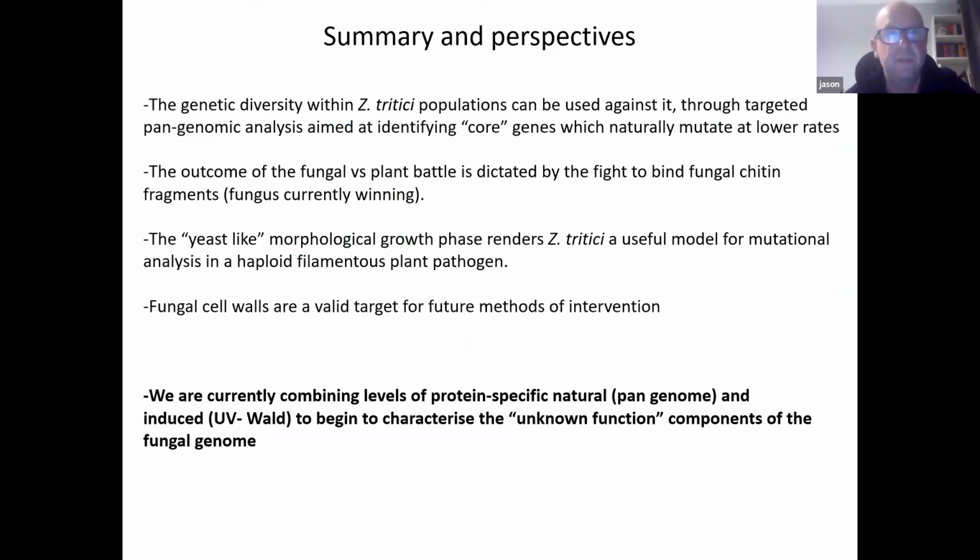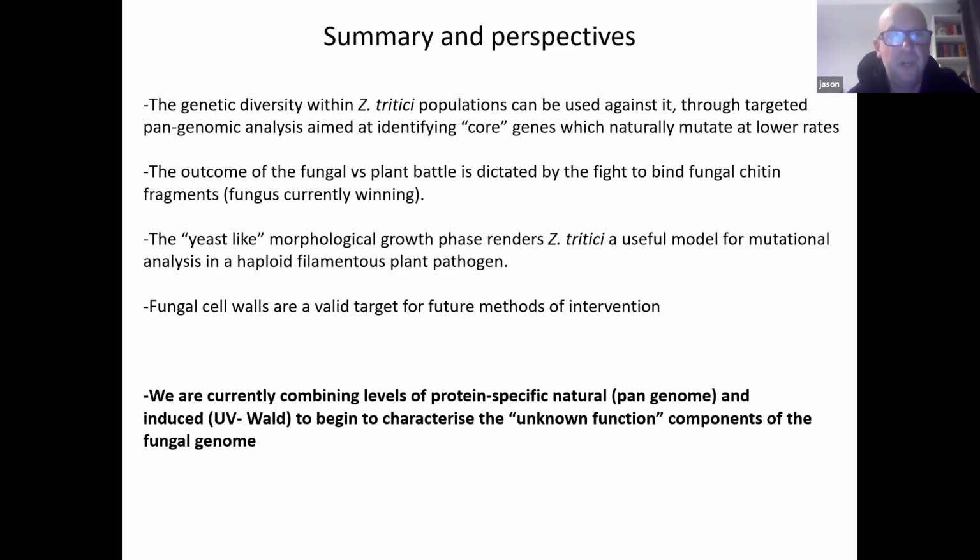I'm just going to summarize there and give some perspectives. I hope what I've shown you is that the genetic diversity that you can see within Zymoseptoria tritici populations can actually be used against it, if you deploy pangenomics that focuses down on what is core and what cannot be mutated at a high rate by individuals in the population. Hopefully, I've also shown you, which we've known for some time, that the outcome of the fungal plant battle, if you like, is almost dictated by the fight between two fungal chitin binding proteins. And the fungal protein is currently winning that against the plant receptors.